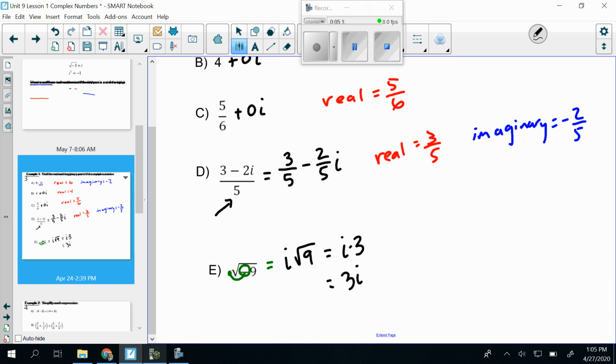So in this one, it is only imaginary. If you want to think of this as a complex number, it'd be like 0 plus 3i. There's no real part in this one. So the real part would be 0, and the imaginary part would be 3.